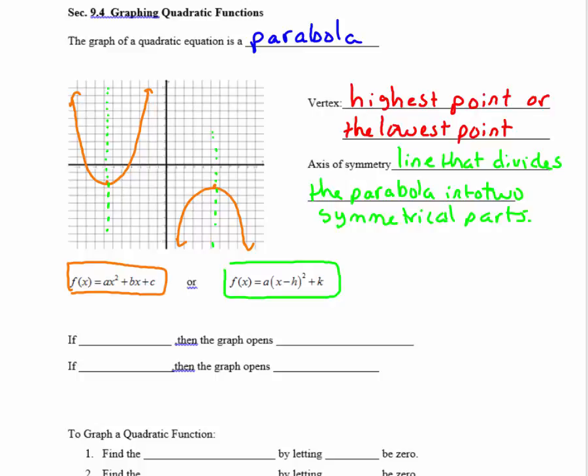They're both quadratic equations. One is written in what we say old standard and the other one is in the new standard. So if a, and we can see a in front of the x squared, or we can see a in front of the parentheses, is greater than 0, meaning positive, the graph will open upward. So the vertex will be the lowest point on the graph. If a is less than 0, then the graph opens downward. So therefore, the vertex would be the highest point on the graph.